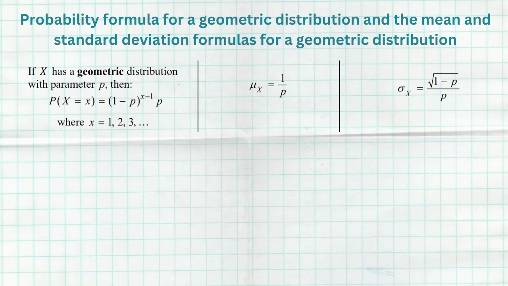All right, so we have the formula to find the probability of any particular outcome on the left. In the middle, we have the formula for the mean of a geometric distribution. On the far right, we have a formula for the standard deviation of a geometric distribution.